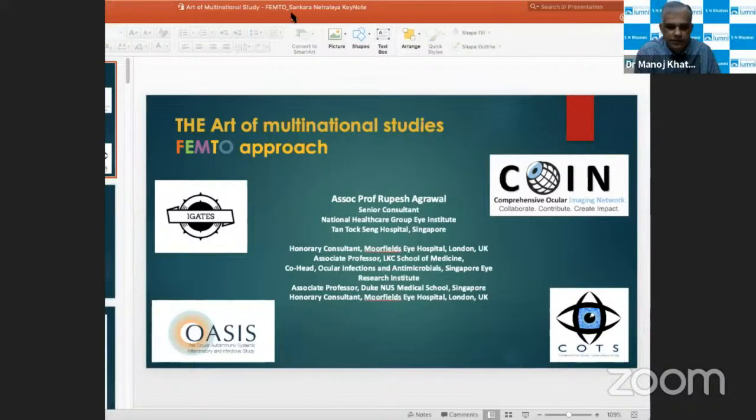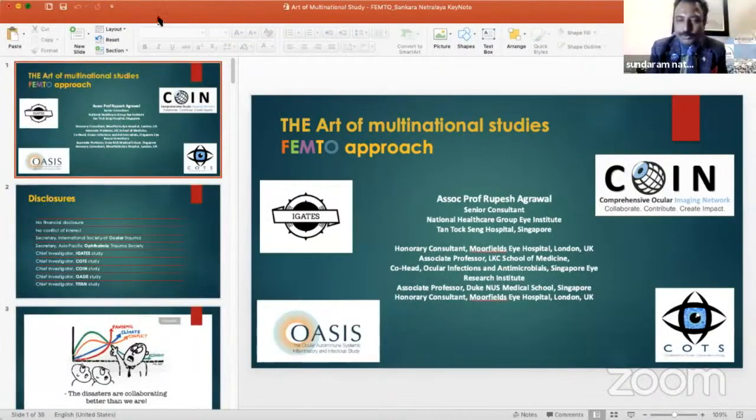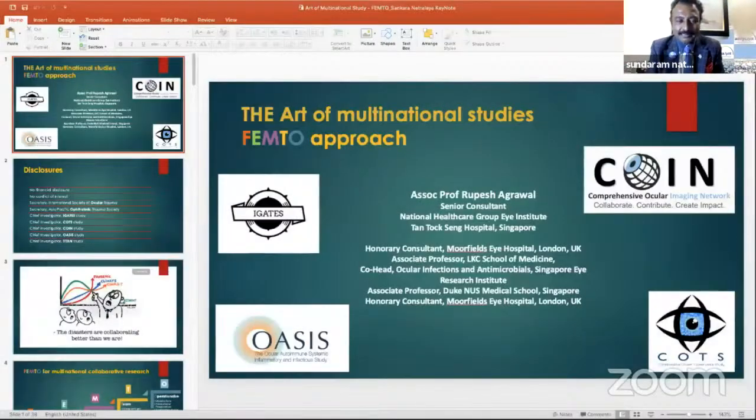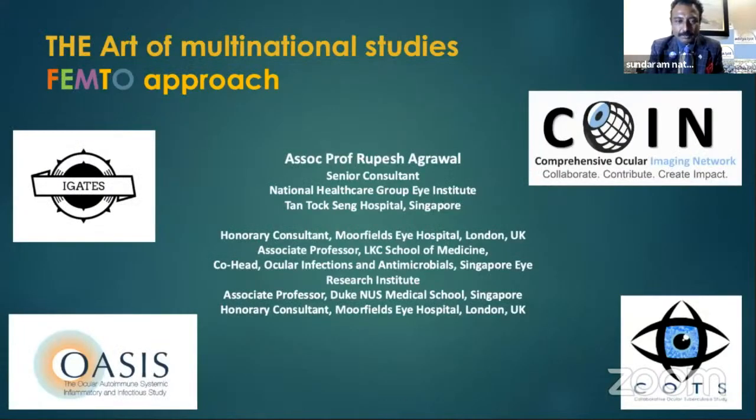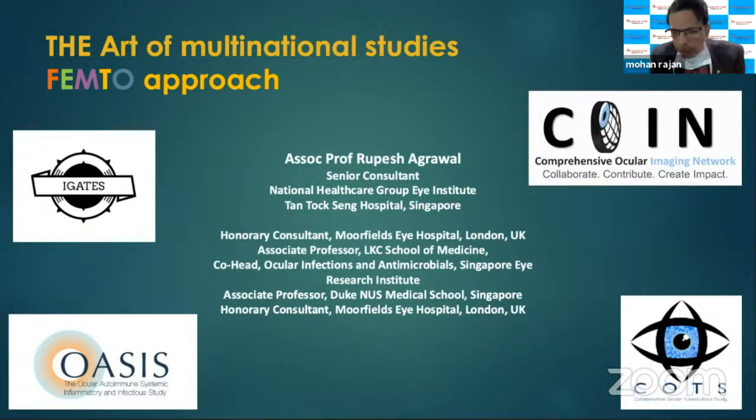So with these few words, over to you, Rupesh. We are privileged to have you with us and delivering the keynote address, and look forward to your talk. Thank you so much. I just want to add one thing for Rupesh, that he's a dynamo and he's the Secretary General of the Asia Pacific Ophthalmic Trauma Society and the International Society of Ocular Trauma. Over to you, Rupesh. Welcome, Rupesh.